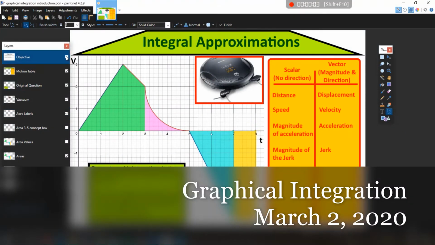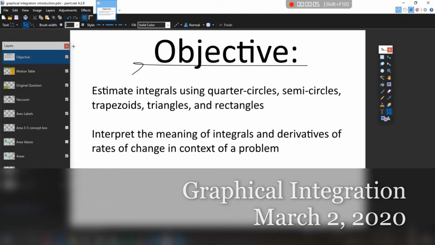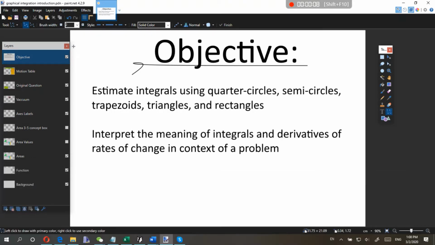Alright, so our objectives for today are to estimate integrals using quarter circles, semicircles, trapezoids, triangles, and rectangles, and then interpret the meaning of integrals and derivatives of rates of change in context.